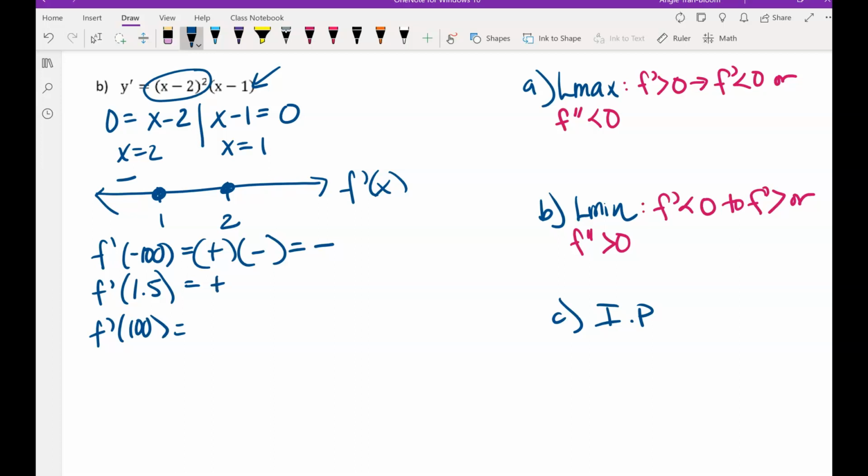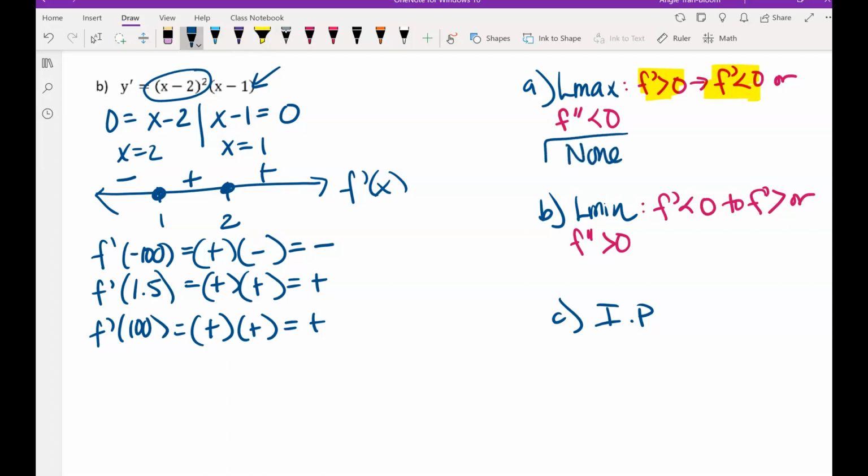1.5 minus 2 squared, that's going to be positive. 1.5 minus 1 is positive, so in the middle is positive. On the right side, everything's squared. The first one is positive, and then this is positive. So on the right side, it's all positive. So as you can see right away, we do not have any interval that goes from positive to negative. So for your local max, you have none. Local min, we are going from negative to positive. So here's negative, and we went to positive. So we have 1. So local min is at, remember at is x location, at 1, okay?